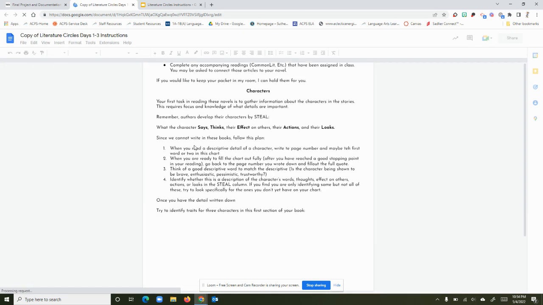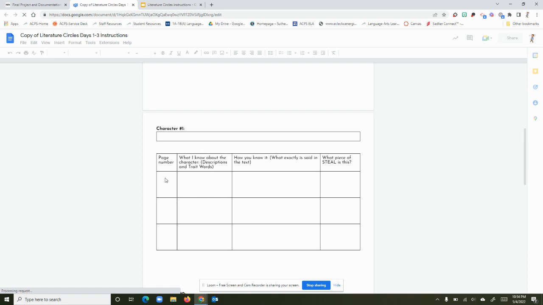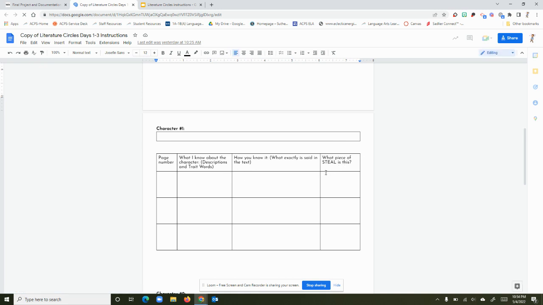Moving on from there, the students had some time to read in class. They were given this graphic organizer to help them gather their thoughts as they were reading and write it down into this little chart. So, a page number, something that they know about a character, how they know it, which ties it back to textual evidence, and then what piece of STEEL is this? STEEL is an acronym for characterization: what a character says, thinks, effect on others, actions, and looks.